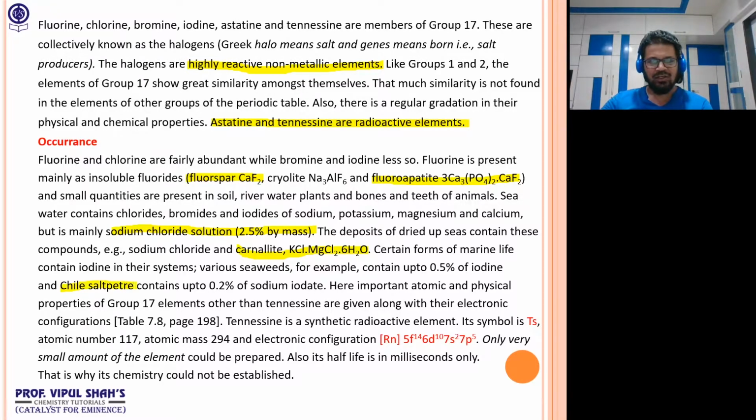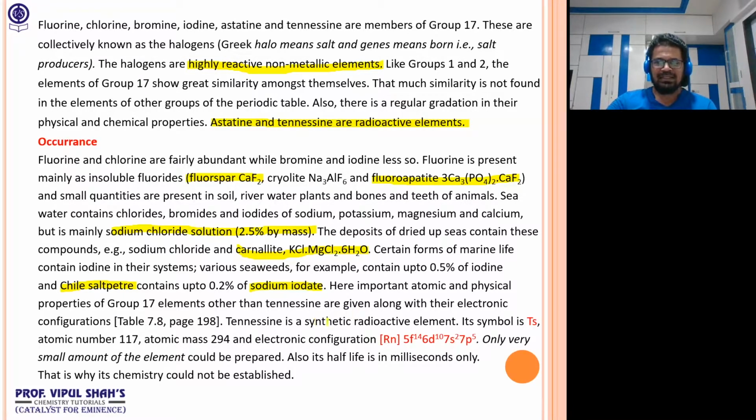Now, if anybody recalls, what was exactly chilled saltpeter? Sodium nitrate, NaNO3. That's called chilled saltpeter. And if it is Indian saltpeter, that is potassium nitrate. It contains around 0.2% of sodium iodate. Sodium iodate is NaIO3. Alright, that's one where iodine is in the +5 oxidation state.